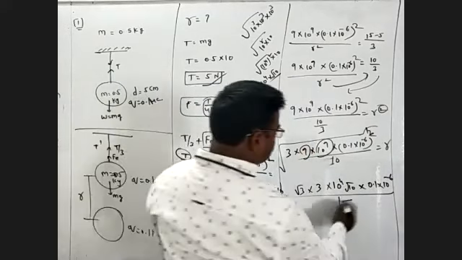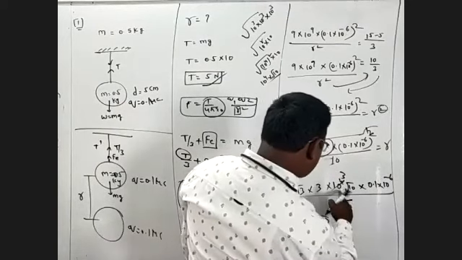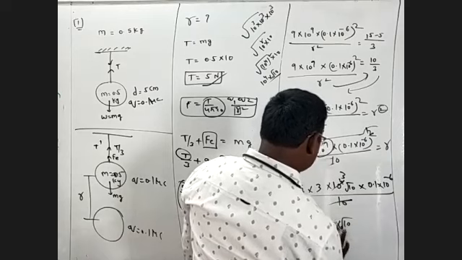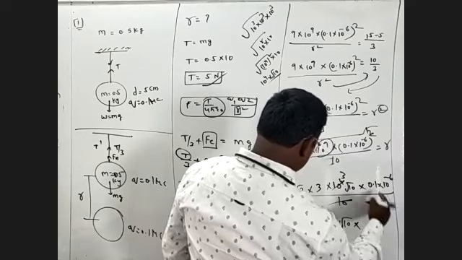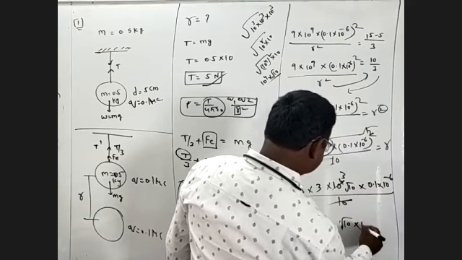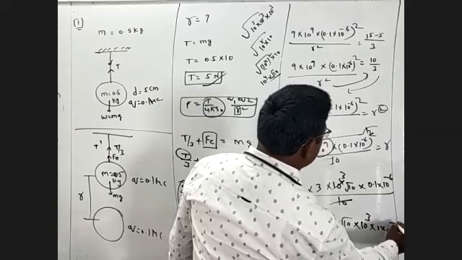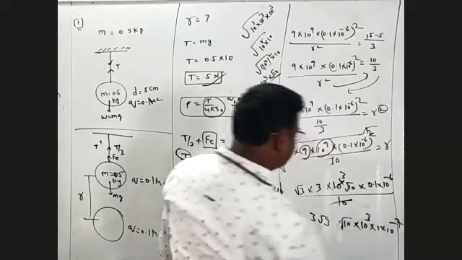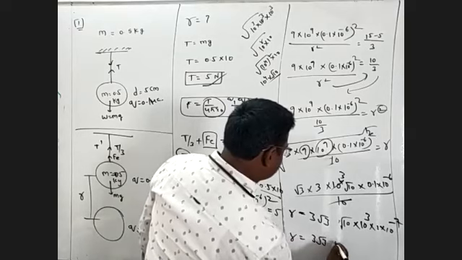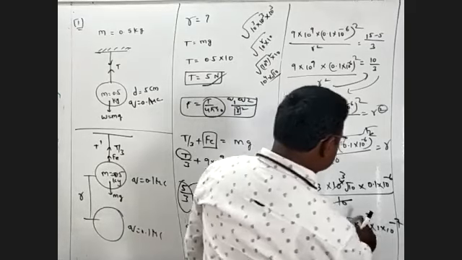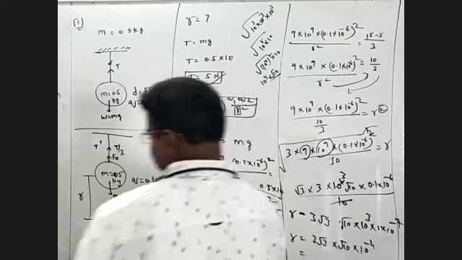And here 10 cancels, remaining root 3 into 10 power of 3 root 10, and 10 power of 3 plus 3. This is 0.1. You can write this as 3, 10 power of 3. I'm going to write 1 into 10 power of minus 7. This is the r value. R is equal to 3 into root 3 root 10 into 10 power of 3 minus 7, 10 power of minus 4. Now we are going to simplify.